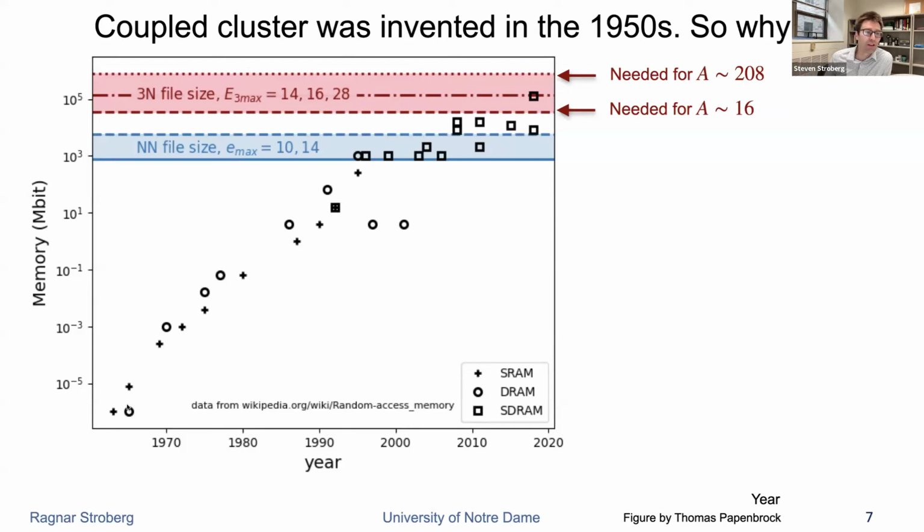And so what I'm showing here as a function of year, just data taken from Wikipedia, is the memory available on a computer. So what you can store in RAM in a typical computer since the 60s, and it's been growing exponentially. And what I'm showing in these blue and red bands is the file size that you need to store just the matrix elements of the 2-body and 3-body forces that you need to do these calculations, in order to get typical sizes you need to get converged many-body results.